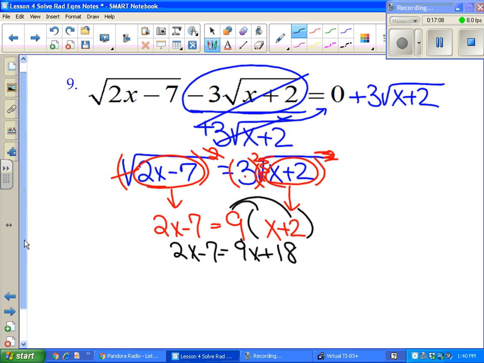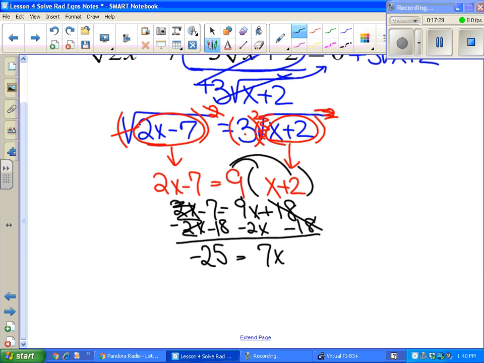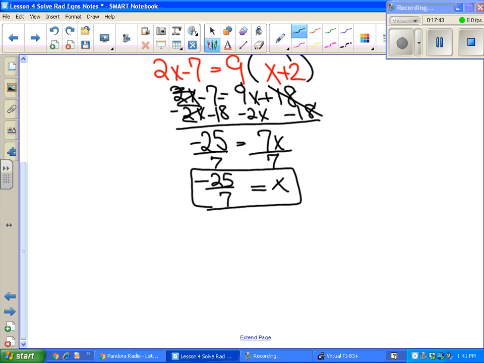Again, x is on both sides of the equation, so I'm going to subtract 2x. All right, 2 x's are gone. I'm going to subtract 18. All right, I get 9x minus 2x is 7x. Negative 7 minus 18, both are negative, so I'm going to add and keep it negative. Turns out to be negative 25. This does not work out evenly, so I'm going to leave my answer as a fraction. Divide by 7 on both sides. X is equal to negative 25 over 7. Fractions can still be considered the final answer. And that's your notes for solving radical equations.